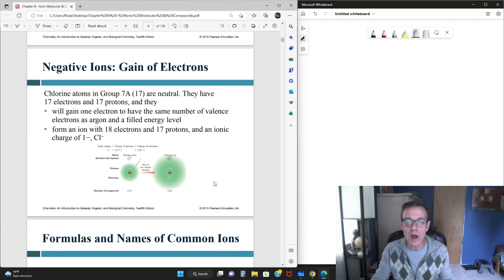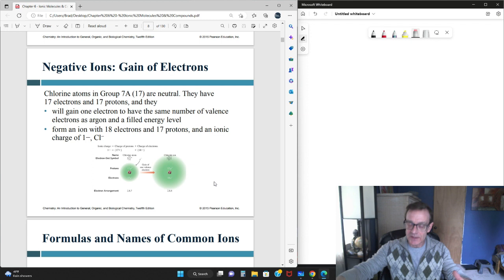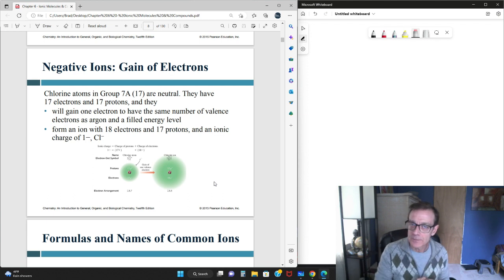Okay, so that's the non-metal. What the non-metals in groups 5, 6, and 7A all want to do is take on electrons from metals and become negative ions so that they can form ionic bonds with the metals.